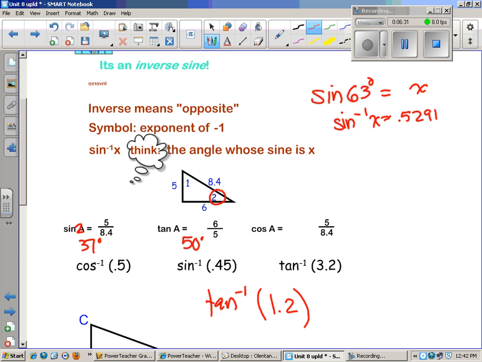Okay, so see if you can find out what angle has a cosine of 5 over 8.4. What degree angle? 5 over 8.4 could be, if you were talking about this angle, it could be the sine. If you're talking about this angle, it could be the cosine. So you'd have to know. All right, see if you can find out what angle has a cosine of 5 over 8.4.